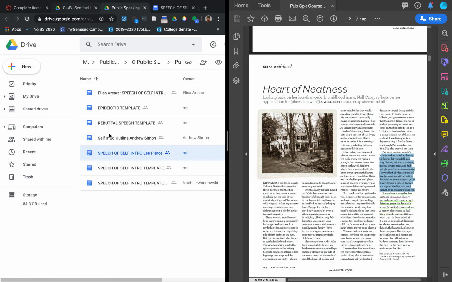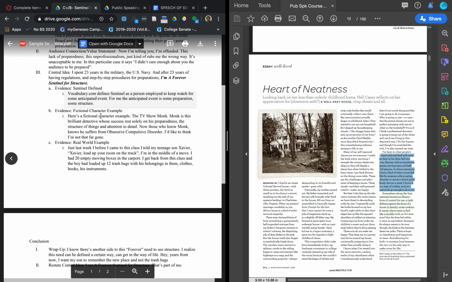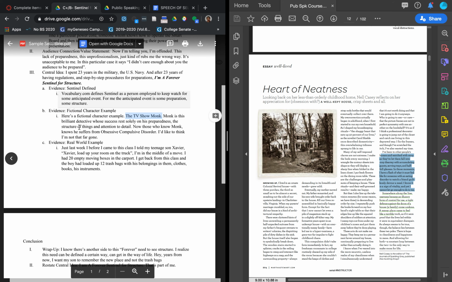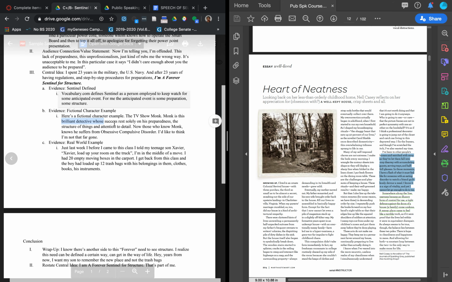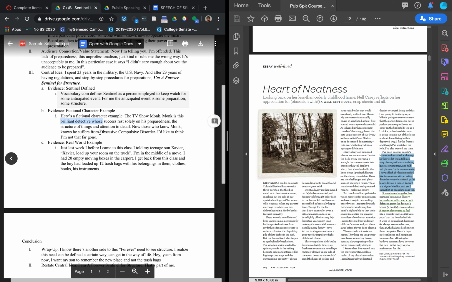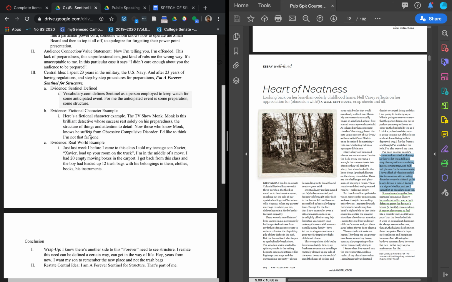The way that Jeffrey does that is he says, here's a fictional character example. The TV show Monk. Monk is this brilliant detective whose success rests solely on his preparedness, the structure of things and attention to detail. Now, those who know Monk know he suffers from obsessive-compulsive disorder. I'd like to think I'm not that far gone. All right, so this is a good start. Couple of problems.